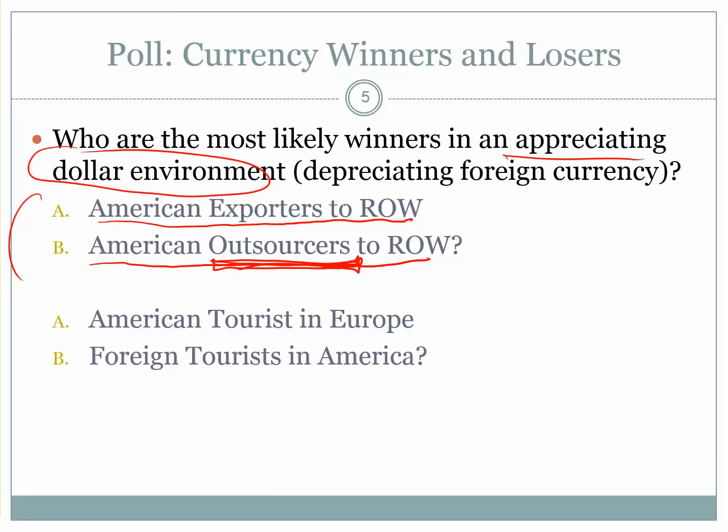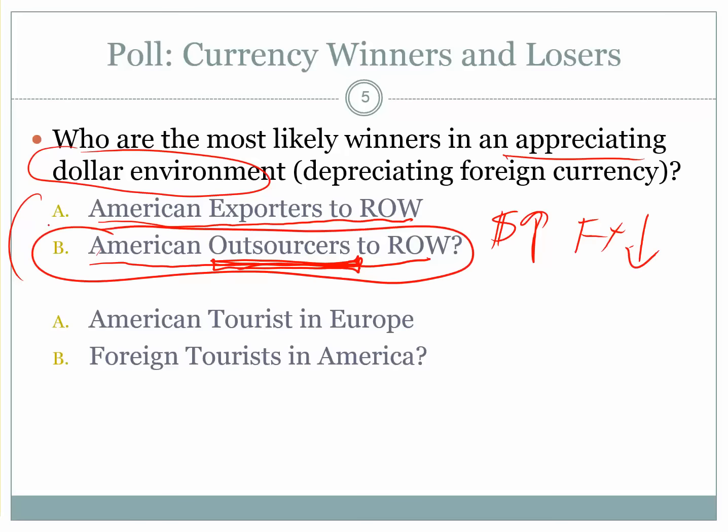And what you see is if the dollar is strong, that means foreign exchange is weak or cheap. So outsourcers are going to be the main beneficiaries of a strong dollar, because the cost to pay off their, say, peso paid labor is going to get cheaper as the peso gets cheaper.